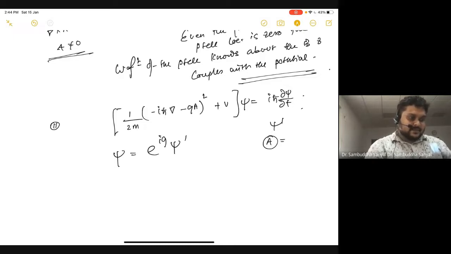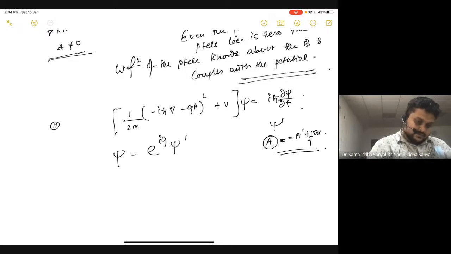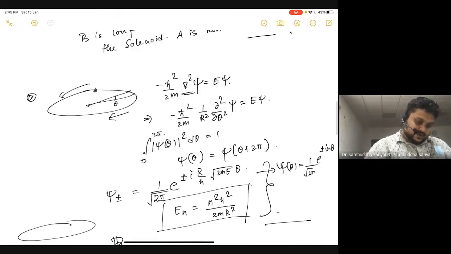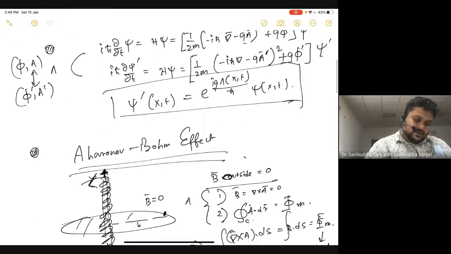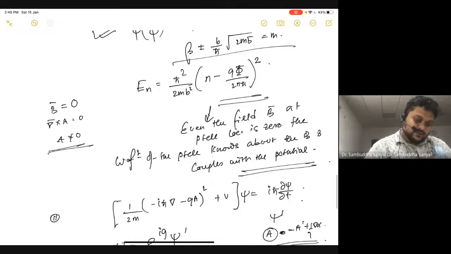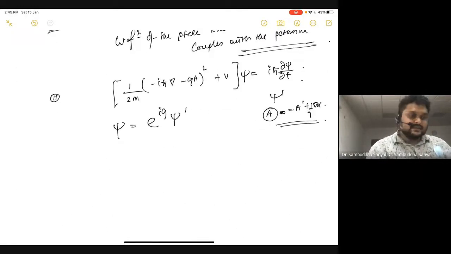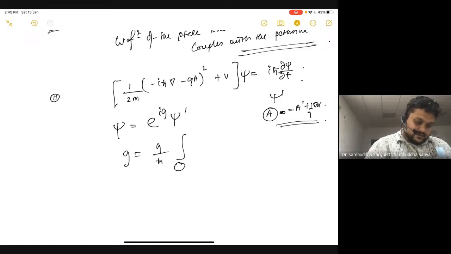And then I turn on a field that is given by some pure gauge, so pure gauge means A goes to A prime plus 1 by q grad alpha. So then I can rewrite this in the form of that. Just something we wrote earlier today. So this is e to the power i q alpha by h bar. This whole thing, e to the power i q alpha by h bar, I'm rewriting as ig. So then this g is nothing but q by h bar integral of A dot dr.